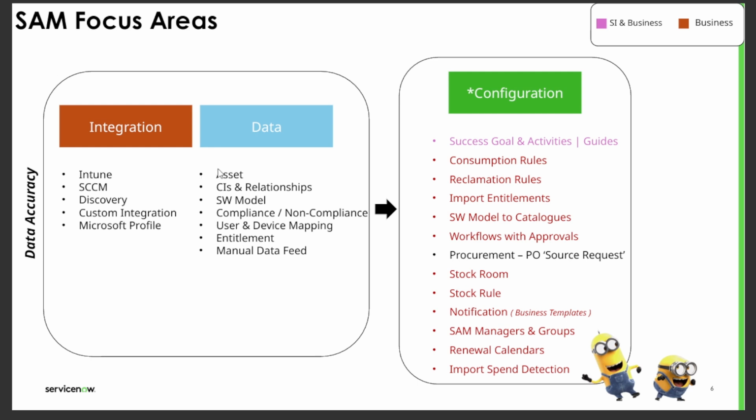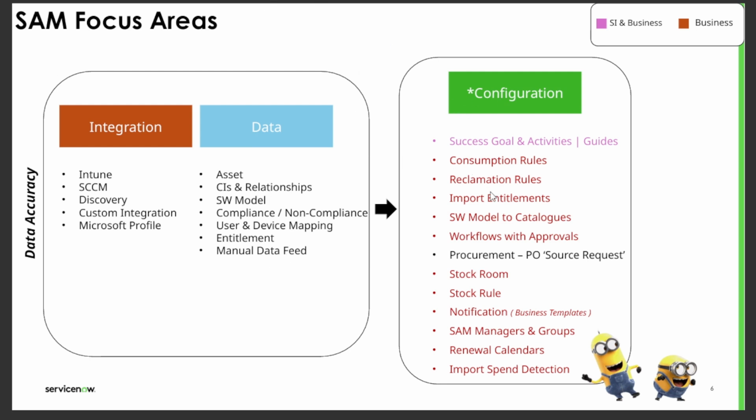So for this case, you should focus on these items. It's pretty important from your data point of view. Asset, configuration, relationship, software model, and compliant and non-compliant scenarios are part of your SAM solution. However, you can check these items in your integration as well. I believe this will give you more clarity from a specific point of view.